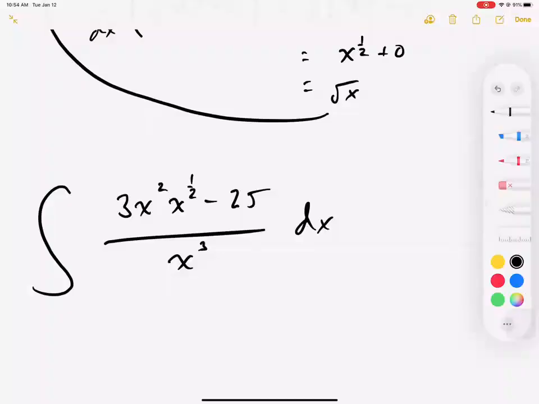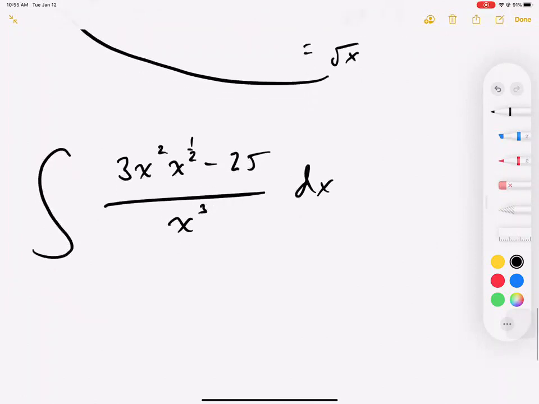Okay, let's do one more question. 3x squared times x to the 1/2 minus 25 over x cubed. So this one looks a little crazy. It looks like a lot of stuff is going on. Now the thing is to simplify the problem first, if possible. So I'm going to simplify this by combining these two together.